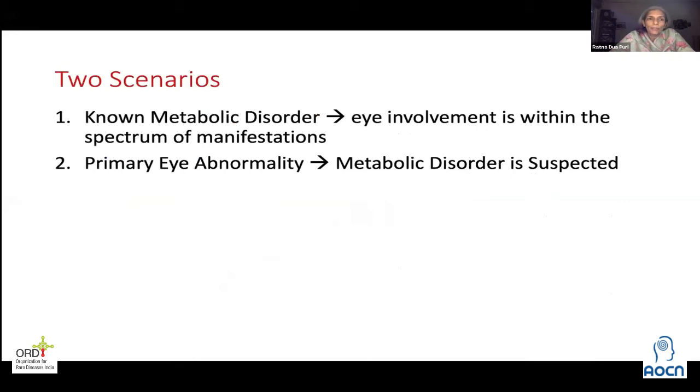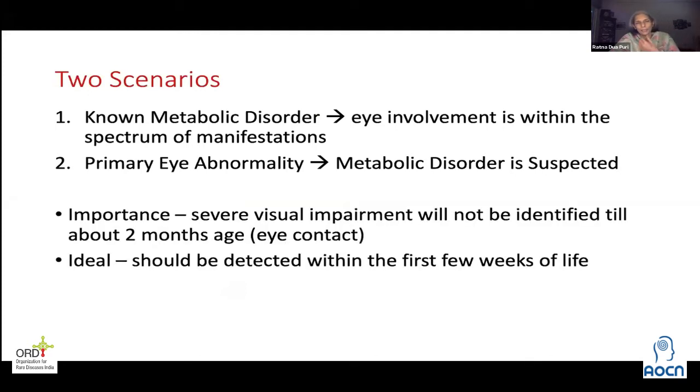So there are two primary scenarios in how we view the involvement of the eye in IEMs. One is that there is a known metabolic disorder, and the eye involvement is within the spectrum of the manifestations. And the second is that there is a primary eye abnormality, and because of that primary eye abnormality, we suspect the metabolic disorder, and this will be illustrated in the subsequent slides.